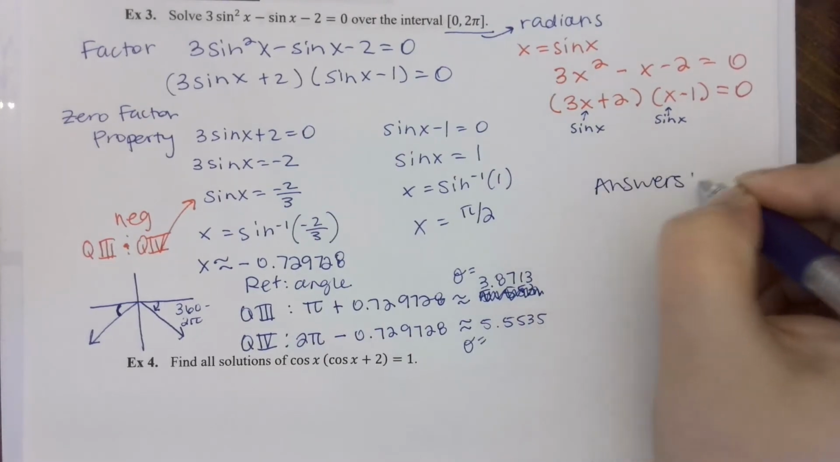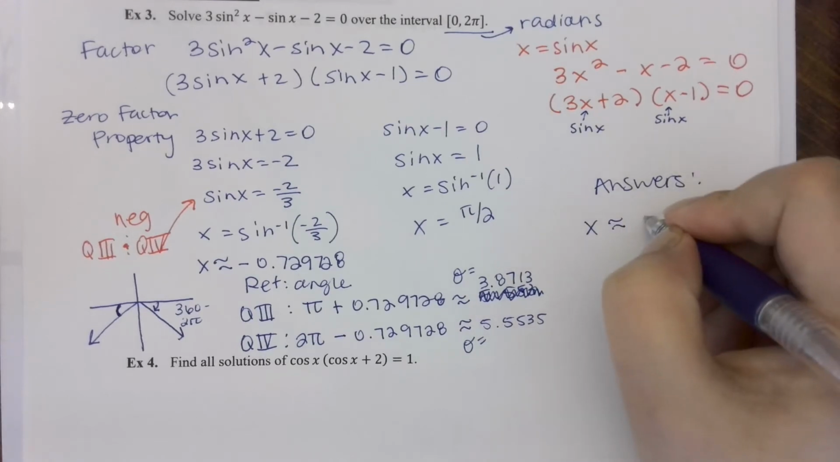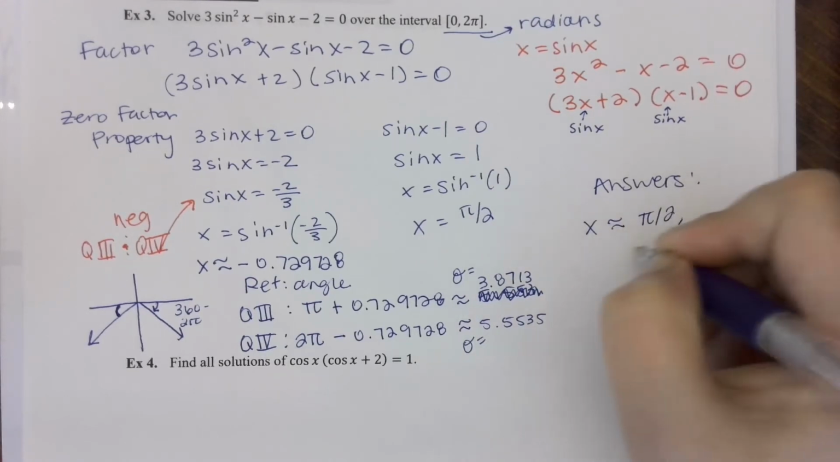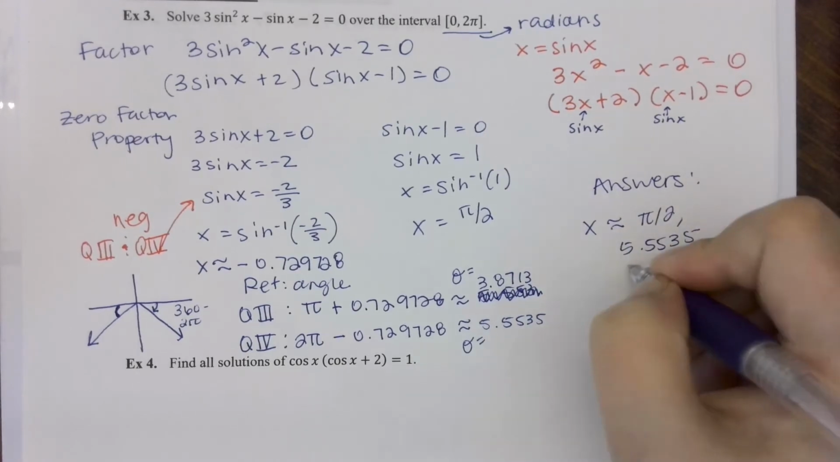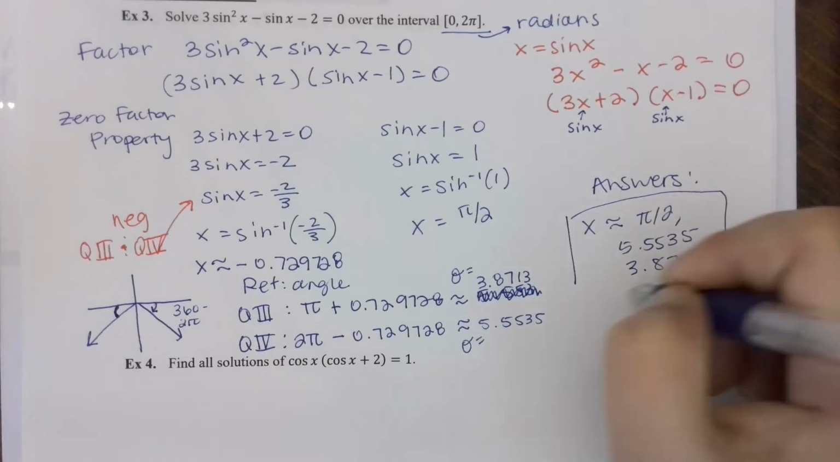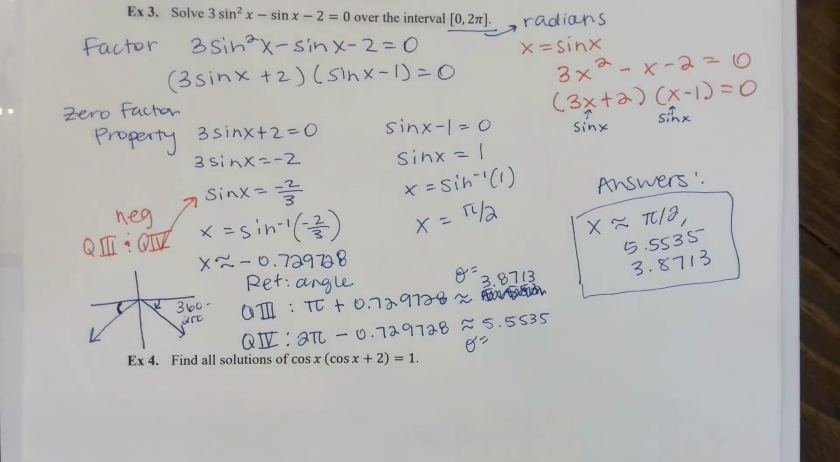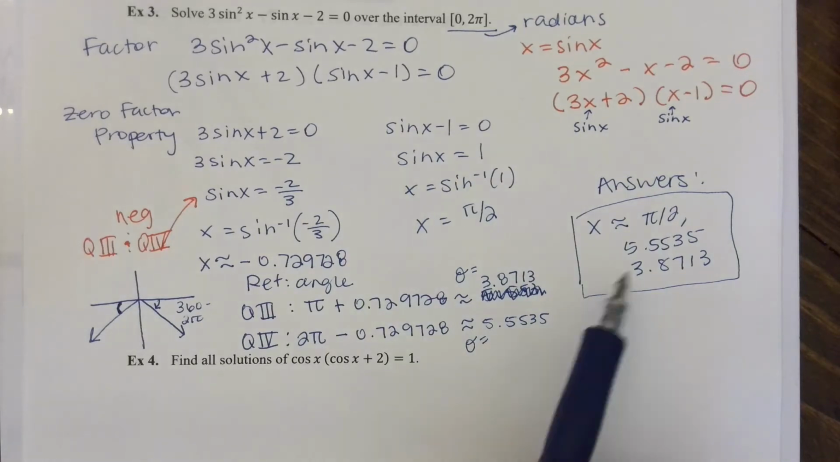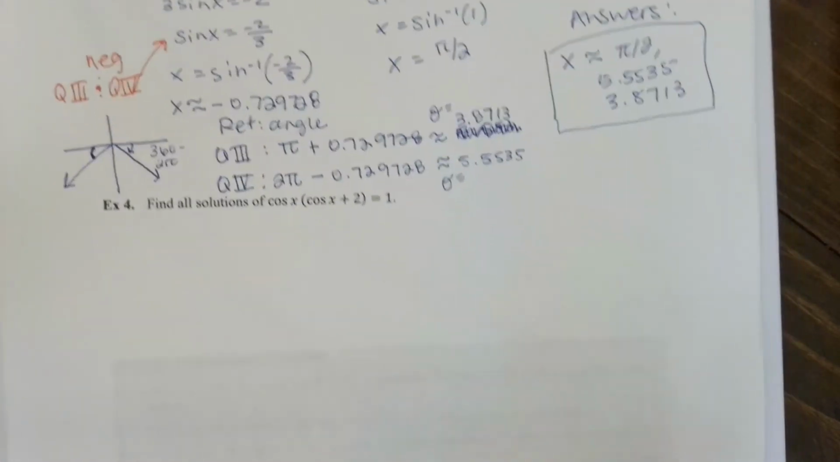Okay, so we have 3 answers here. X is either pi over 2, 5.5535, or 3.8713. Okay, so those are the 3 solutions that would satisfy this equation. And then make sure your answer is in radians, since we are given an interval of radians.